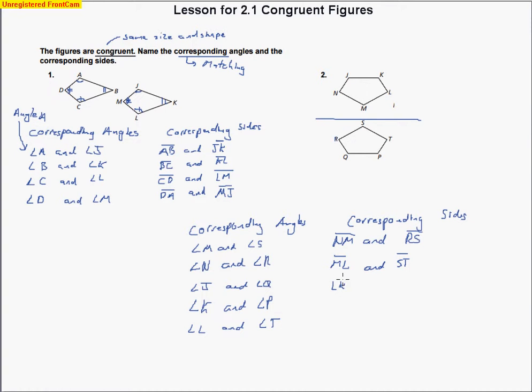LK. LK would correspond to this one right here. So since I started L, I go to T. It goes T to P. And then I'll go K to J. And that would lead me from P to Q.